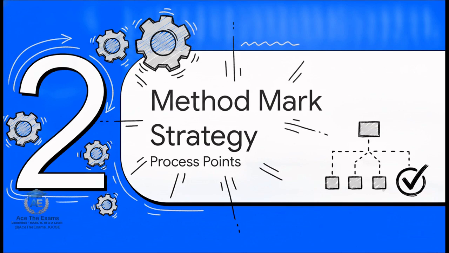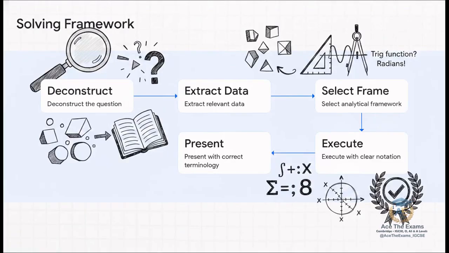Section 2. The method mark strategy, earning points for the process. Now, this step-by-step masterclass outlines the exact standardized sequence you absolutely must follow to systematically process any trigonometry problem. When you're tackling these exam questions, you have to first deconstruct what is actually being asked. Next, extract the relevant data from the texts or tables. Then select your analytical framework. And hey, this is exactly where you remind yourself, oh, trig function, radians. After that, execute your analysis with really clear working, and finally present your verified results using the correct terminology. This procedural framework right here, this is exactly how examiners award method marks for your process, even if you make a tiny arithmetic error along the way.